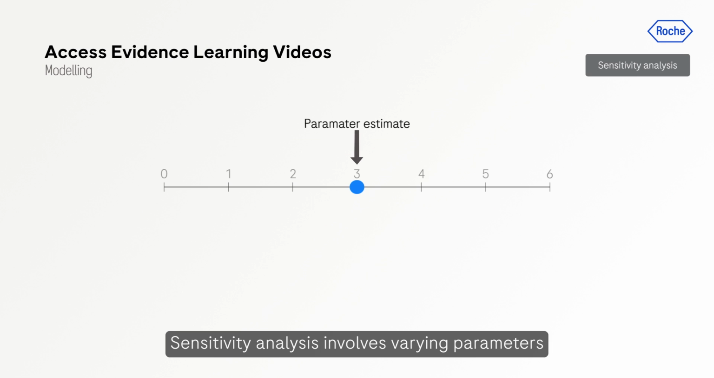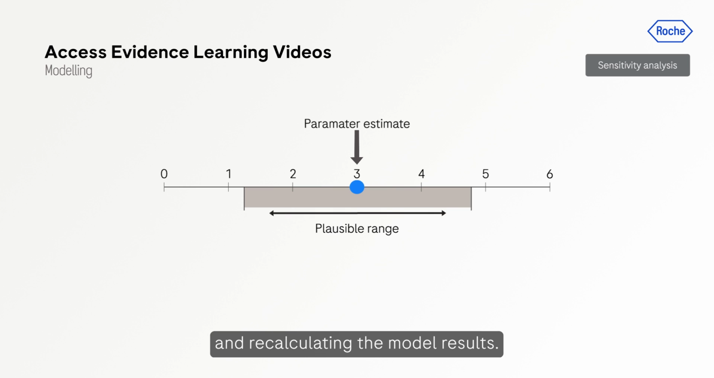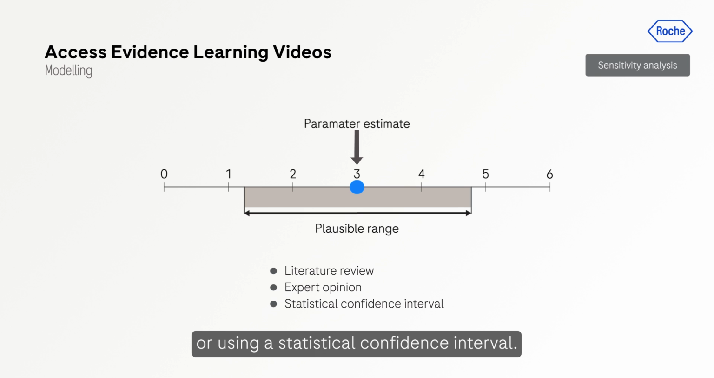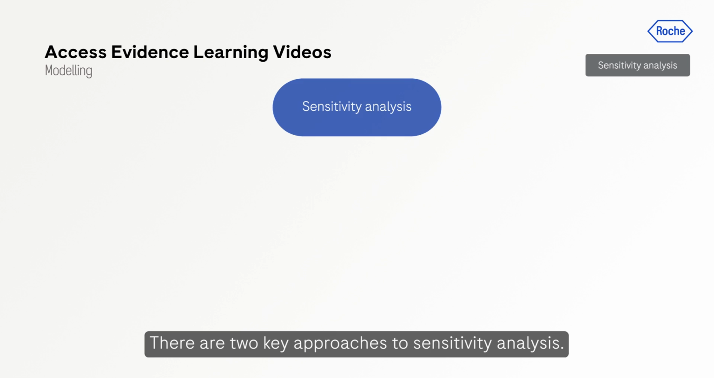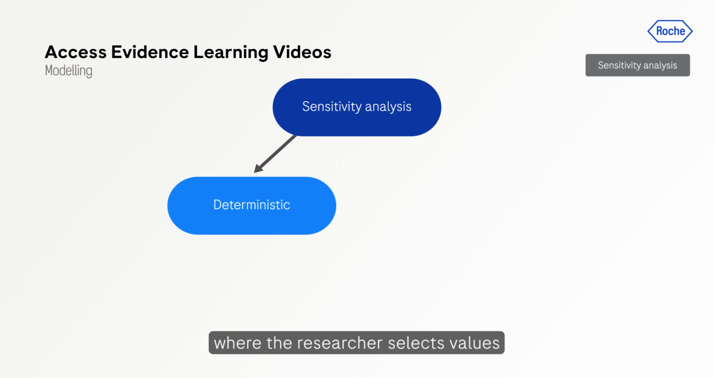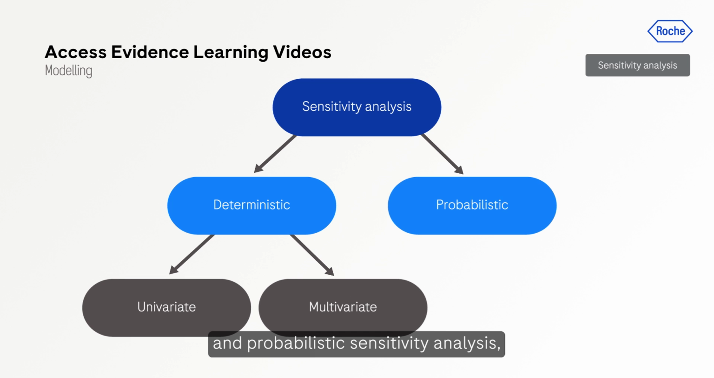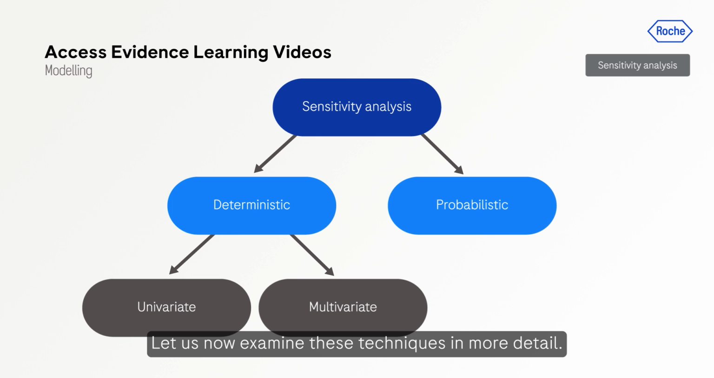Sensitivity analysis involves varying parameters within a plausible range and recalculating the model results. Ways of determining a plausible range include carrying out a literature review, gathering expert opinion, or using a statistical confidence interval. There are two key approaches to sensitivity analysis. Deterministic methods, where the researcher selects values within the plausible range and varies either one parameter at a time or a combination of parameters, and probabilistic sensitivity analysis, which involves simultaneous random sampling of all uncertain parameters. Let us now examine these techniques in more detail.